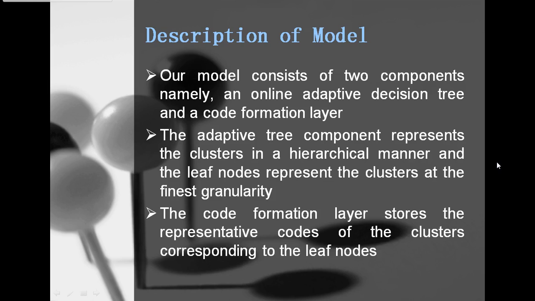Our model consists of two components. One is the online adaptive decision tree, and the other is a code formation layer. The adaptive tree component represents the clusters in a hierarchical manner, and the leaf nodes represent the clusters at the finest granularity. And the code formation layer stores the representative codes of the clusters corresponding to the leaf nodes.